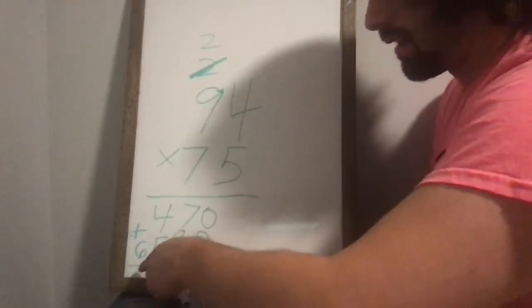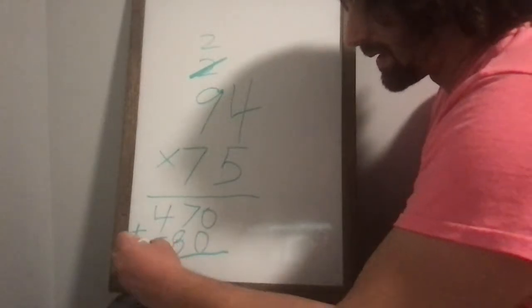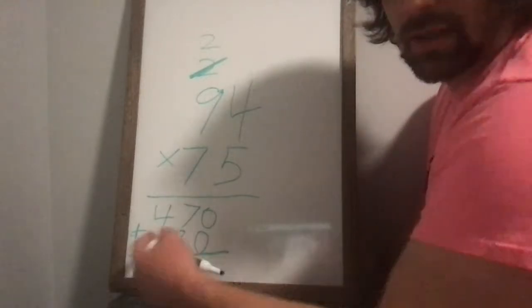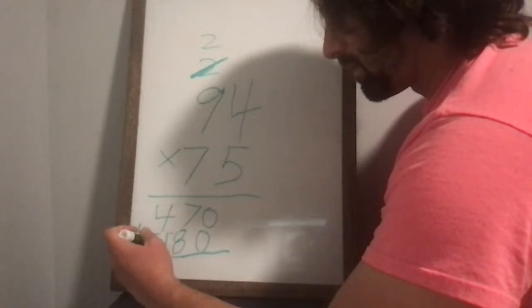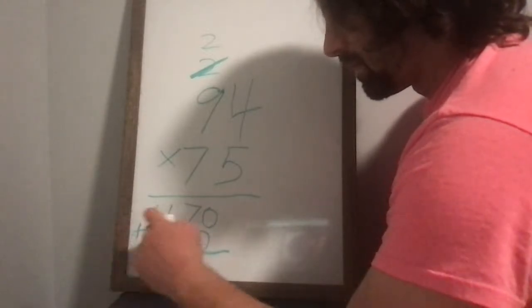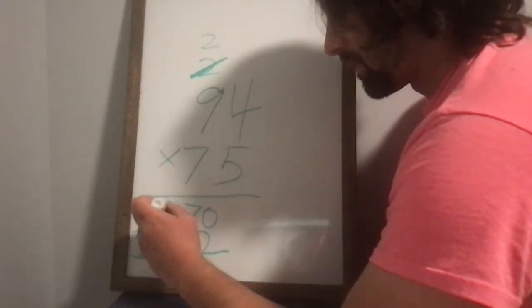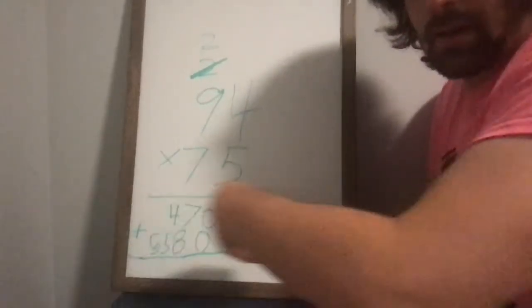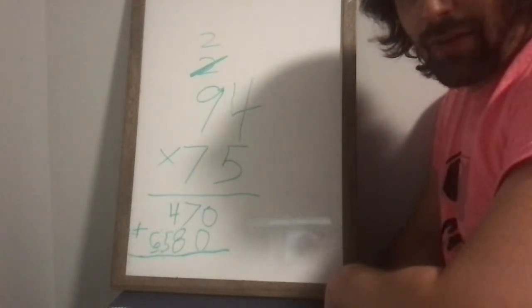And now we have, granted, I didn't really leave myself that much room here. But let me make it so you all can see here. Very important to line the numbers up. All right, so now we have 470 plus 6,580. So I add those 2 numbers up.